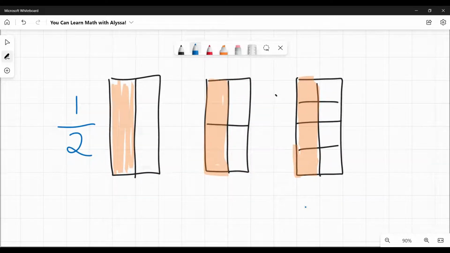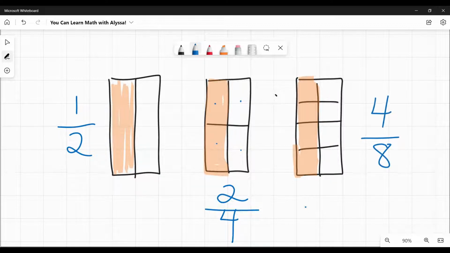In the middle one, I have 1, 2, 3, 4 parts, and I've shaded 2 of them. So I've shaded 2/4. In my last one, I have 8 parts, and I shaded 4 of them. So I shaded 4/8. But in all 3 of them, I've shaded the same area. So that means 1/2, 2/4, and 4/8 are all the same.